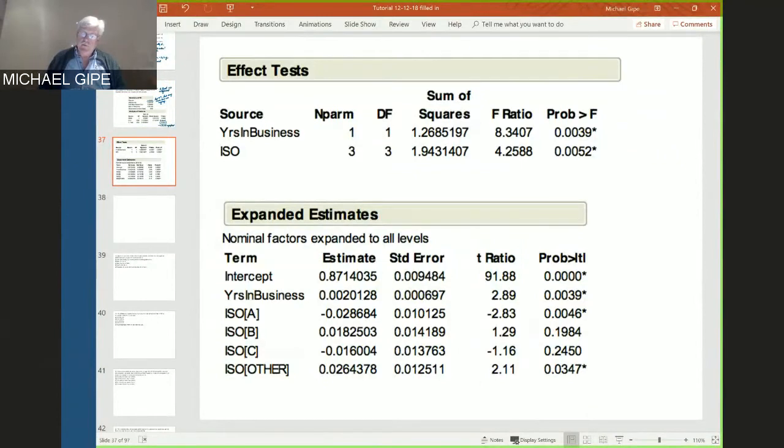Let's look at the effects tests. We have two variables. We have years in business, which is a continuous variable, and we have ISO, which is a categorical. Now we have a partial F for each of these. And of course, the probabilities say both are significant.